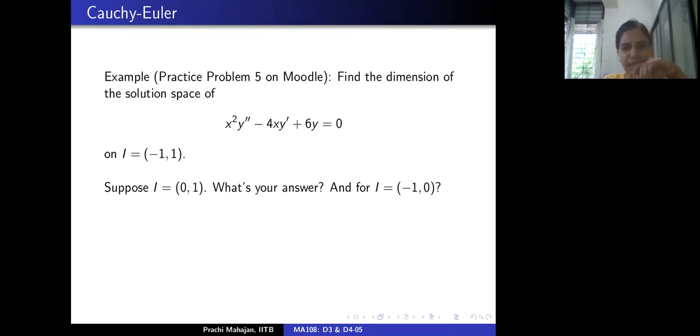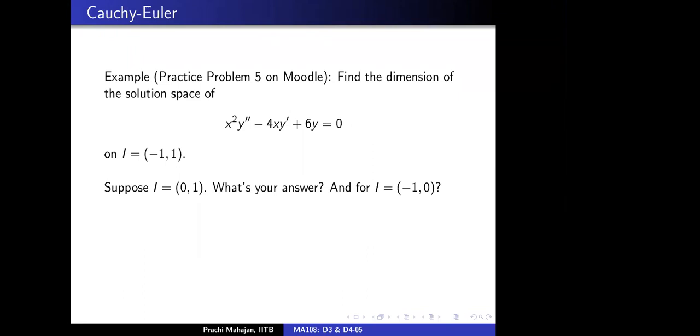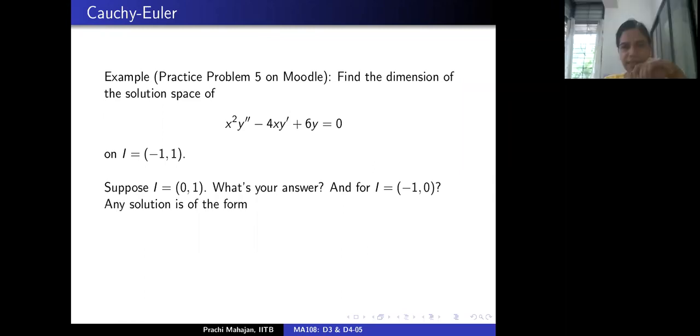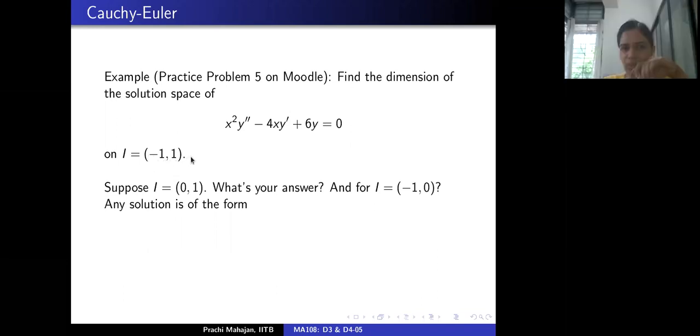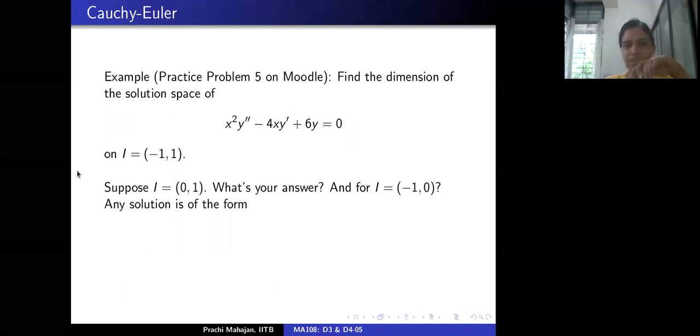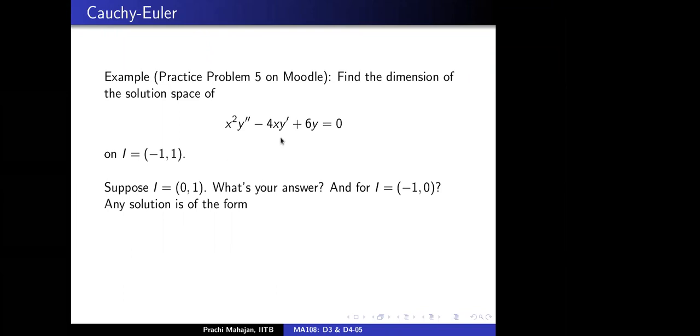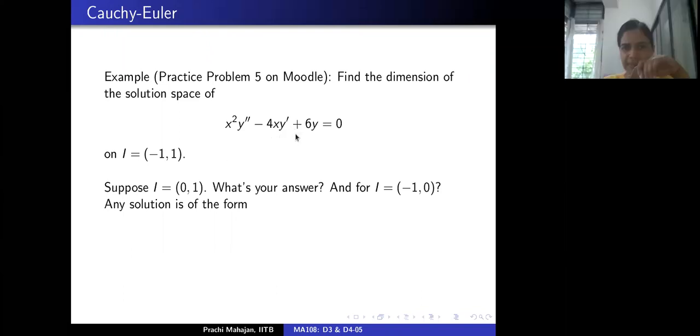Similarly, if I ask you the same question on the interval -1 to 0, find the dimension of the solution space of this ODE on -1 to 0, it will be 2 again. This is straightforward from the dimension theorem. But if I ask what is the dimension of the solution space on the interval -1 to 1, you cannot appeal to the dimension theorem directly, because P is -4 by x and Q is 6 by x square. Both fail to be continuous at the origin, which belongs to the interval I. So there is some analysis required.